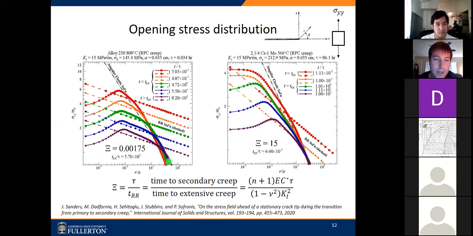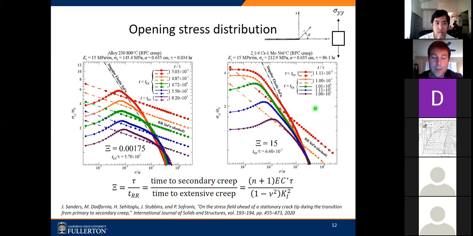So this material, alloy 230, doesn't exhibit a lot of primary creep. As a result, the RR solution is still accurate. This is the annulus in which the RR solution is accurate, and this is the annulus in which the singular elastic solution is accurate. This is not too different from what you would get if you neglected the primary creep response altogether. If you just modeled it as secondary creep, this is not too different. This, on the other hand, is very different. While over here you had that annulus where the RR solution was valid, here you don't get that annulus until much later, at much larger times. I should mention the colors are different times. Red is the first time, and purple is the last time.